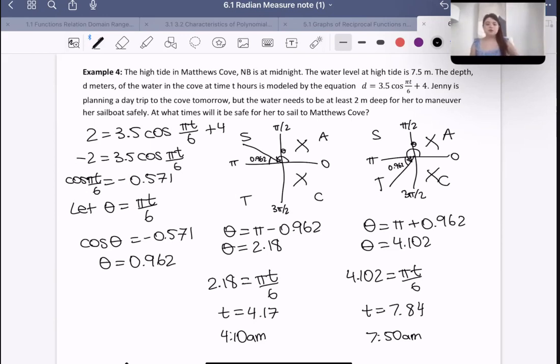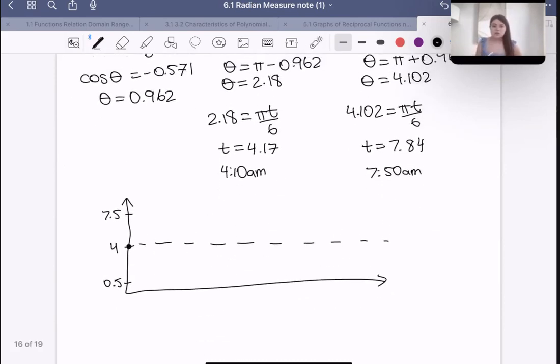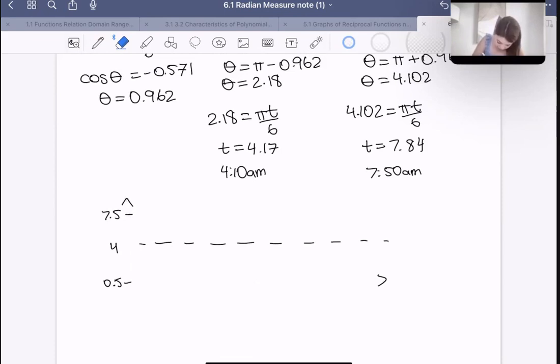All right. So we start at midnight. And the water level at high tide. Oh, no, they're saying the high tide is at midnight. Okay. So then we're not starting at 4. We're starting at 7.5, which makes more sense for a cosine function as it is. So we're starting up here at 7.5 right at midnight.